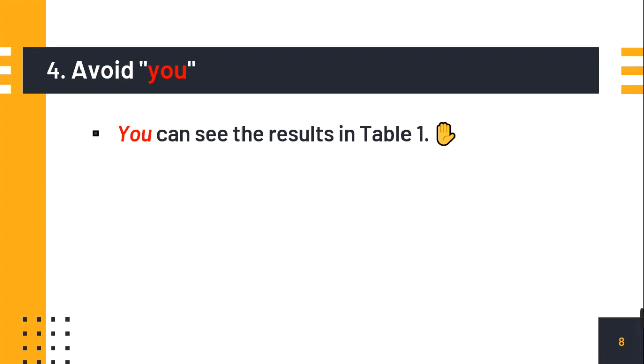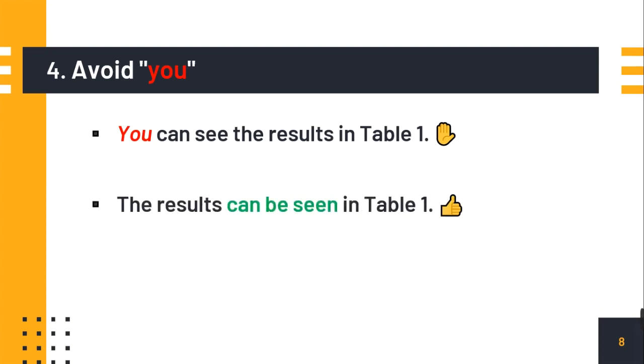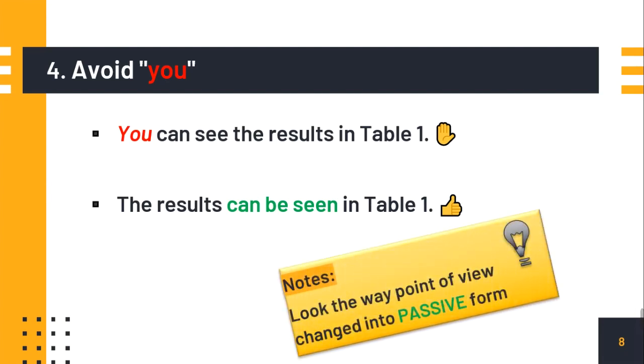We can change it into other forms of sentence. For example, "The results can be seen in table 1." So here in the second example, we can see that there is no personal pronoun used, but rather by changing the construction of the sentence into passive form. When we write in the passive form, we can hide the subject, whether it is "you" or "I", and this change from active to passive sentence makes it impersonal and suitable for academic writing. And here the notes, look, the point of view changes into passive form. That's why passive form is often used in academic writing, but it should be wisely applied.